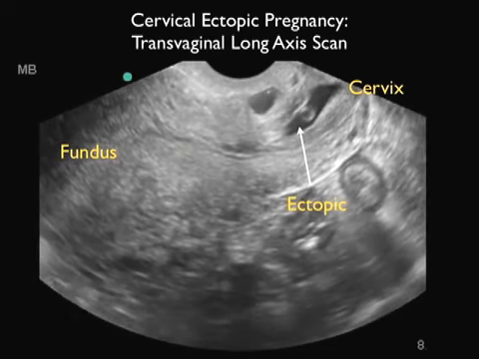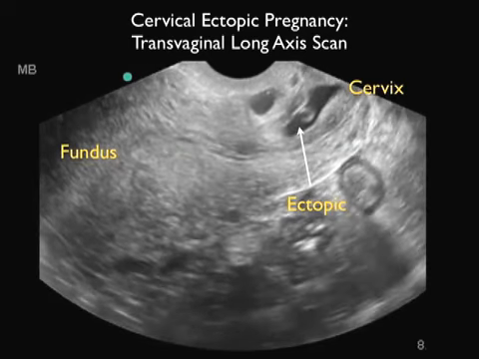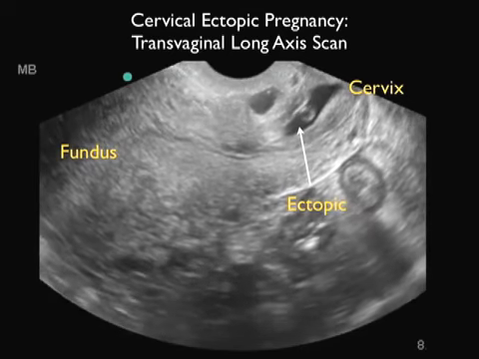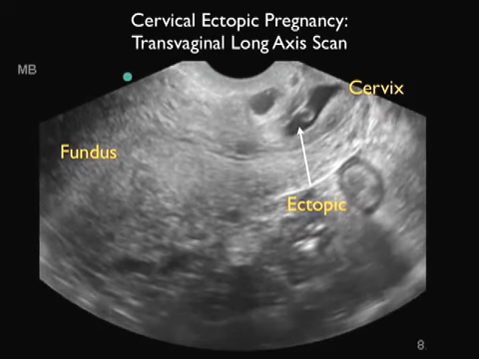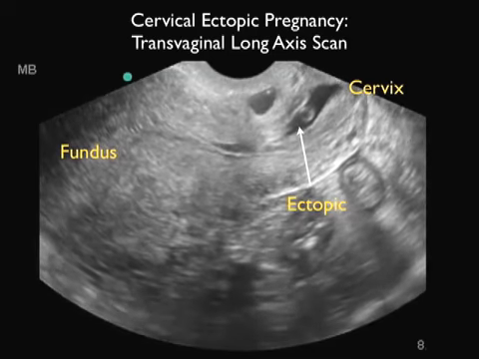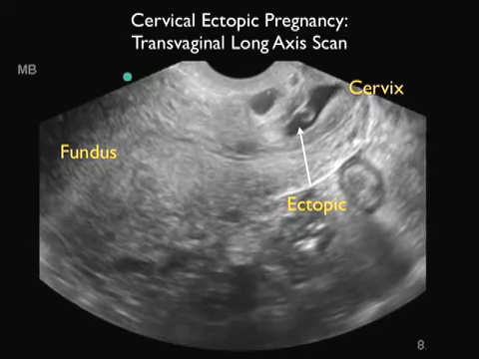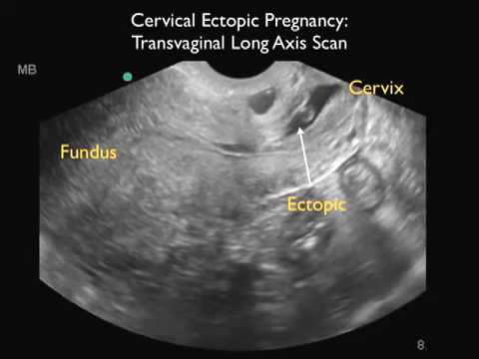Here we see the cervix to the right, the fundus to the left. We're looking at a transvaginal long axis scan here, and notice we see the ectopic pregnancy burrowed in within the upper lip of the cervix there. And we can see a gestational sac with a round yolk sac or Cheerio within the gestational sac, indicating the ectopic pregnancy located within the cervix of this patient.